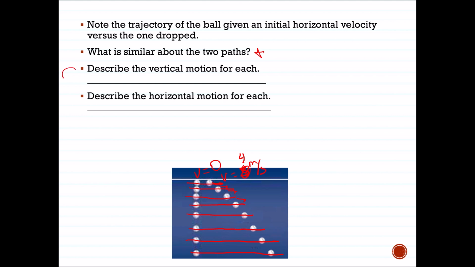Okay, so describe the vertical motion for each. They accelerate at the same rate, gravity, 9.8 meters per second squared. Describe the horizontal motion for each. The first one has no horizontal motion. And the second one moves forward with a constant speed.